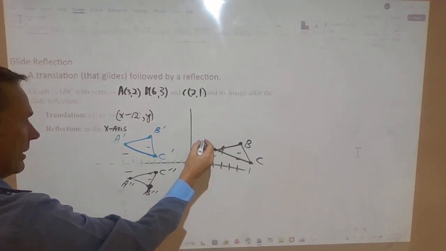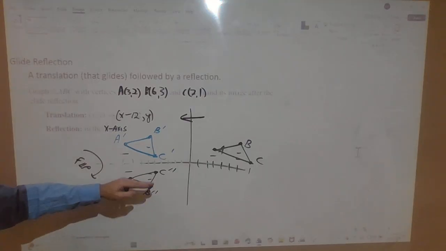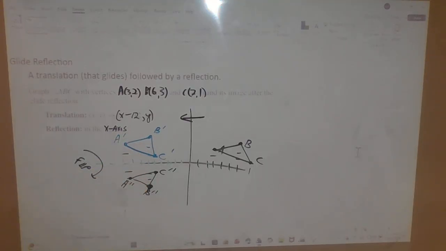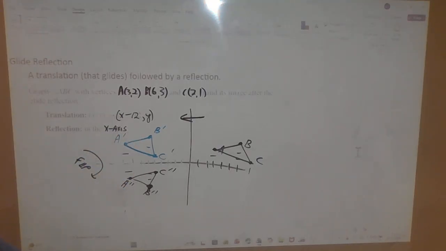So we go from here, gliding to the left, and then flipping across the x-axis. It flips from here to here, and we get that figure. And we can see how we can do that in 2 steps. Take your time with the steps. Do not skip any.